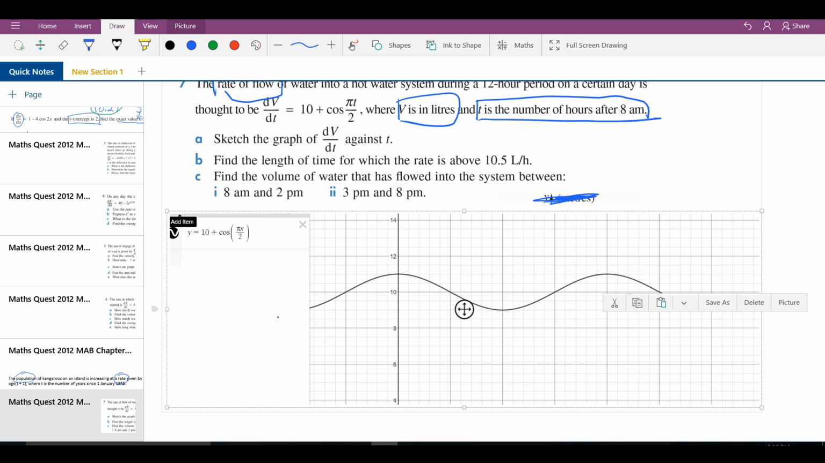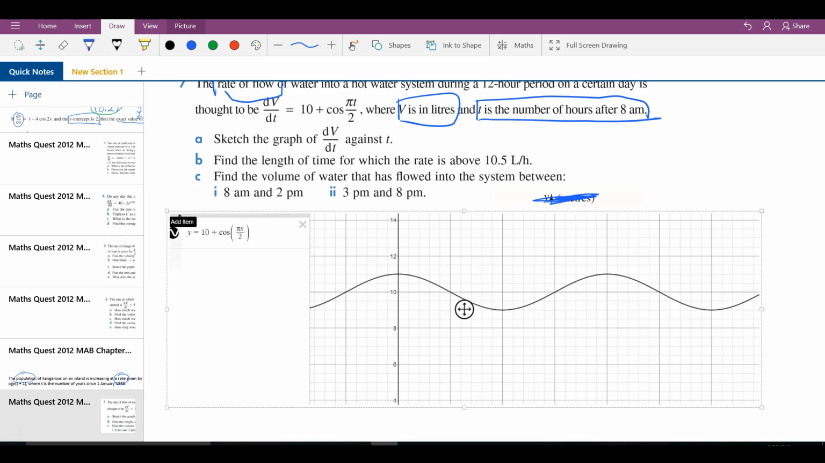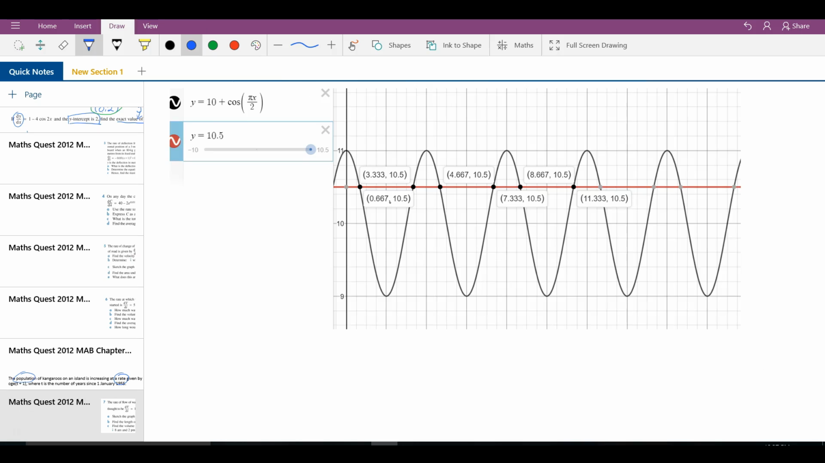Sketch the graph of the rate function against t. Then find the length of time for which the rate is above 10.5 liters per hour. So I guess we have to go to Desmos again and draw another line, y equals 10.5, and see where the two lines intersect. I didn't predict that, so I have to do it now. We'll come back.